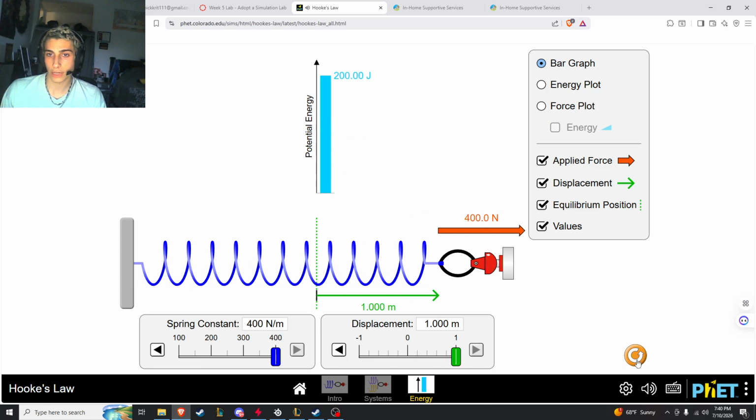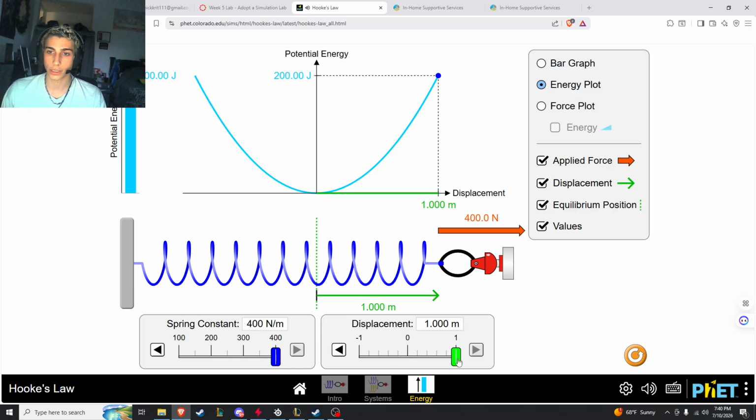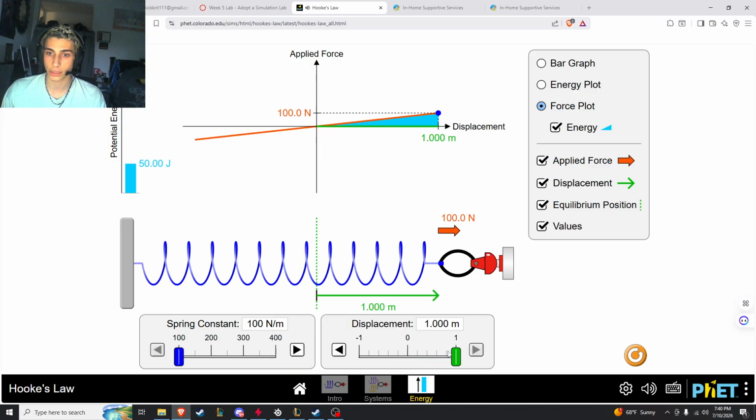And let's just say we have it up to max 200 joules. If we lower the spring constant, the threshold for the potential energy is going to decrease in this situation. We can also see that with the energy plot. If we turn up the spring constant, the threshold is going to increase, and there are the joules. The force plot also shows us the same exact thing. It shows us everything is directly proportional with each other. Everything increases, or something decreases, everything decreases, besides the displacement for the spring constant. And that's going to be the Hooke's law simulation.